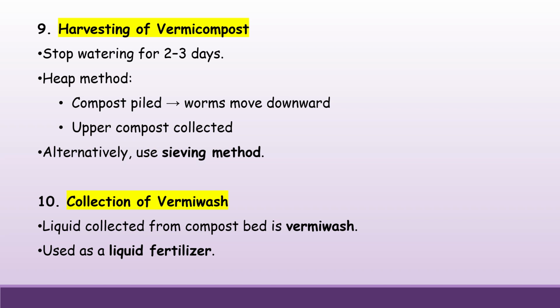On the other hand, one more method is sieving. They take out the entire bedding material properly and use a very big sieve, so the vermicompost can be separated from the earthworms. The earthworms can then be used for the next batch of preparing the vermiculture.